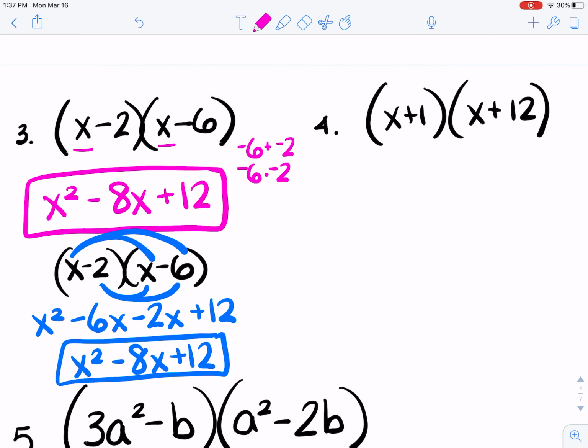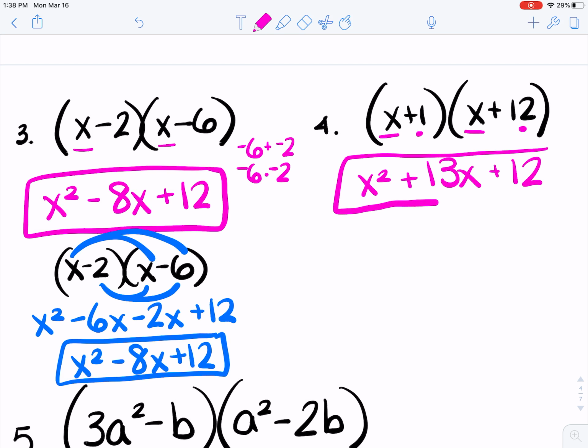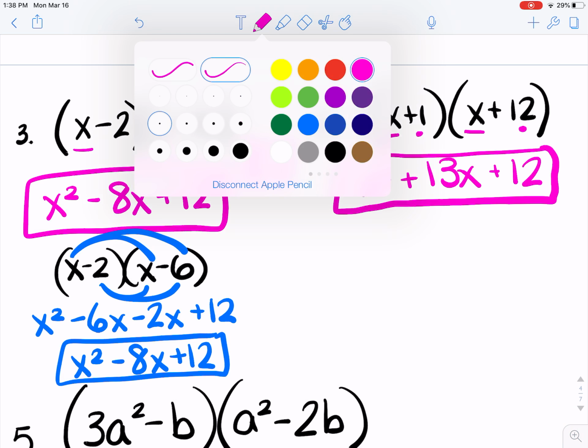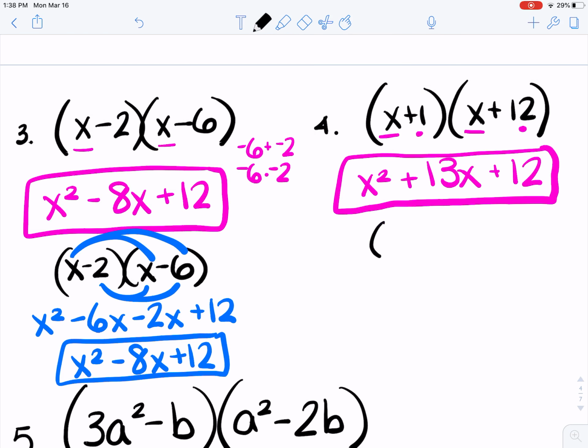Again, it's always going to start with x squared, taking the first term in the set of parentheses and squaring it. Next, you're going to add the two other terms. I'm going to add 12 and I'm going to add 1. That's going to give me 13x. Those same two numbers that I added to give me 13, I'm now going to multiply them, and that gives me my third term of 12. That would be a shortcut, doing it mostly in your head.